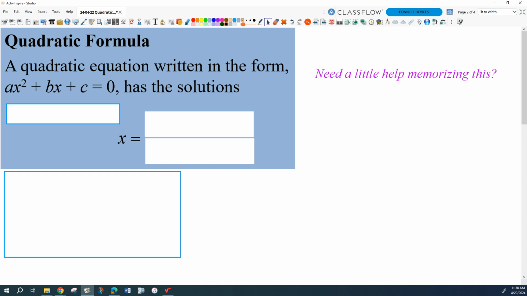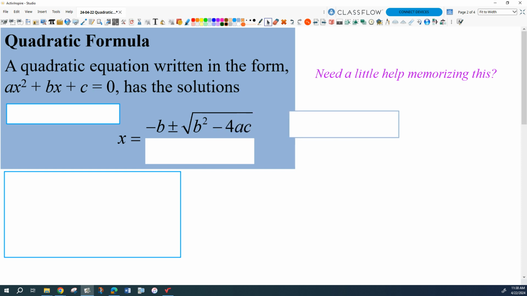X equals negative b plus or minus square root of b squared minus 4ac divided by 2a.